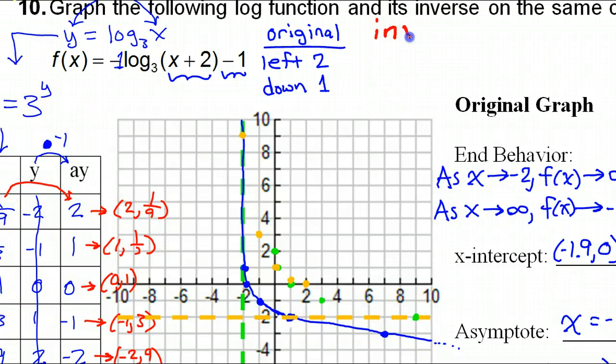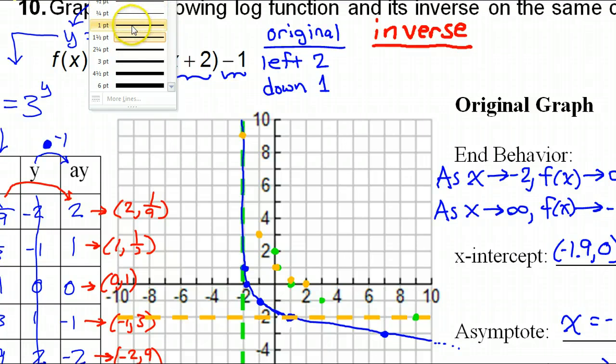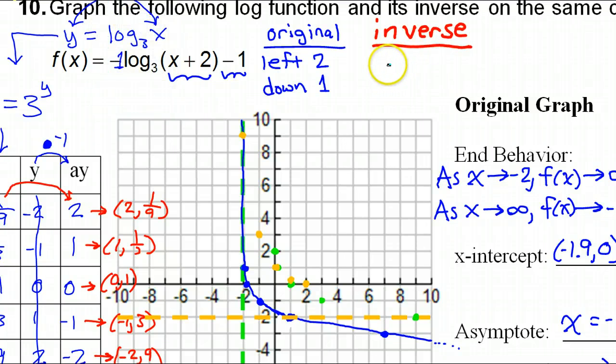Okay, inverse. You have to be careful. It's not going to be the same shift as the original. Okay, the good news is it will still involve the same two numbers. So I'm still going to be dealing with 2 and 1. But these words will both change. Let me remind you of how this works.